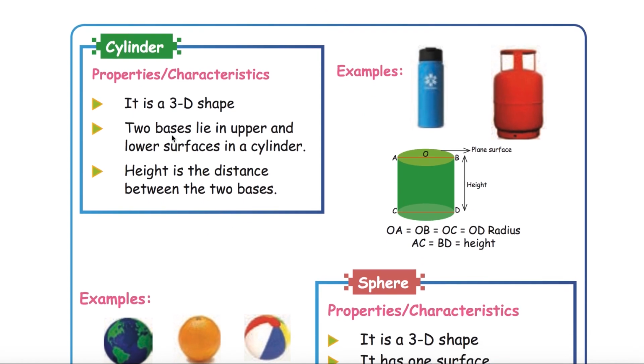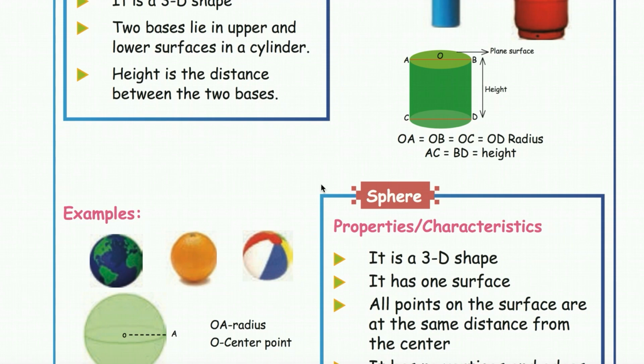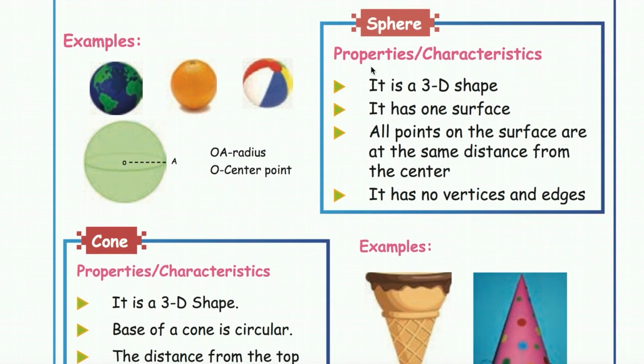It is a 3D shape. Two bases lie in upper and lower surface in cylinder. Height is the distance between the bases. This is one base, this is another base, and this one is the height. Distance between the bases, that is the height. Next one is a sphere.